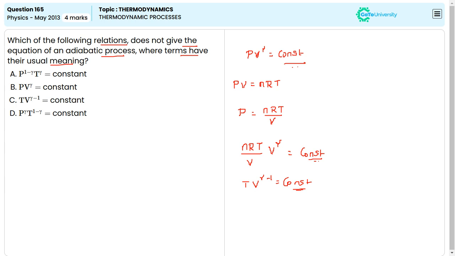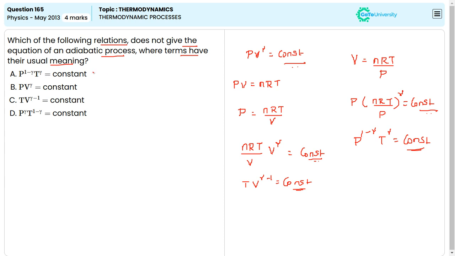This will also follow. Then again from the ideal gas equation, we know that V is equal to nRT divided by P, and substituting the value of V in the first equation, we get P into nRT divided by P, whole to the power of gamma, is equal to constant. Then we can write this as P to the power of 1 minus gamma into T to the power of gamma is equal to constant. That means P to the power of 1 minus gamma T to the power of gamma is also constant.